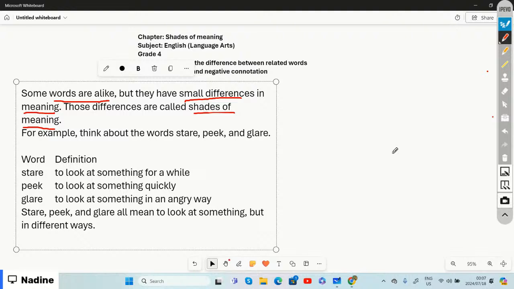So if we look at an example of shades of meaning, right? They are words that are alike, but they have small differences in meaning. There is just something different, or the meanings are different. And we call those shades of meaning. And examples of shades of meaning can be, you need to think about the words stare, peek, and glare. So you're going to continue to think of these words, which are stare, peek, and glare.